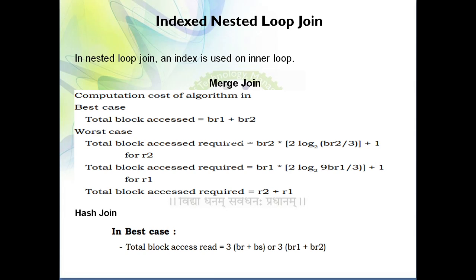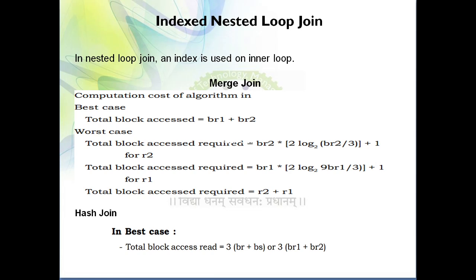Now the next one is index nested loop join. So in case of index nested loop join, what are you going to use? You are going to use the concept of index. And for index nested loop join, there are no formulas given for the best case as well as for the worst case. So next we are going to discuss merge join.